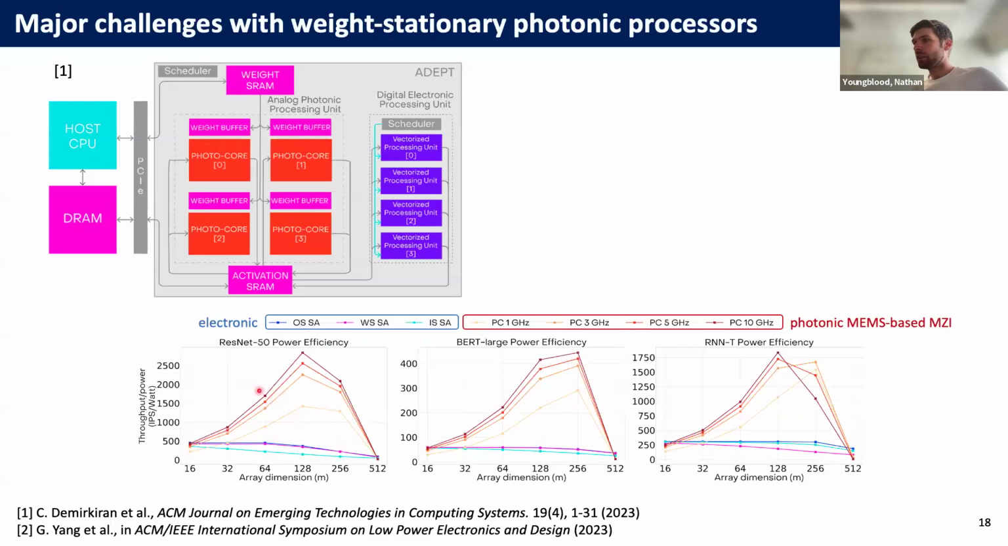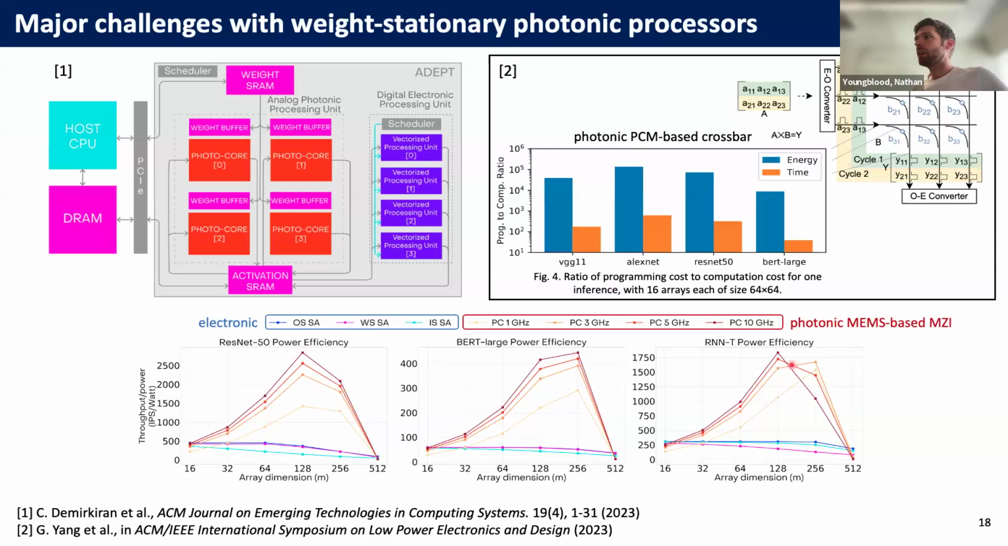These curves are all for different speeds and different size arrays in the optical domain, compared to these electrical state-of-the-art hardware. So you actually need to be pretty fast and implement relatively large arrays with very high efficiency memory cells in order to make this work. So this is with MEMS-based MZIs, this simulation paper. With photonic crossbar array, it's even worse.